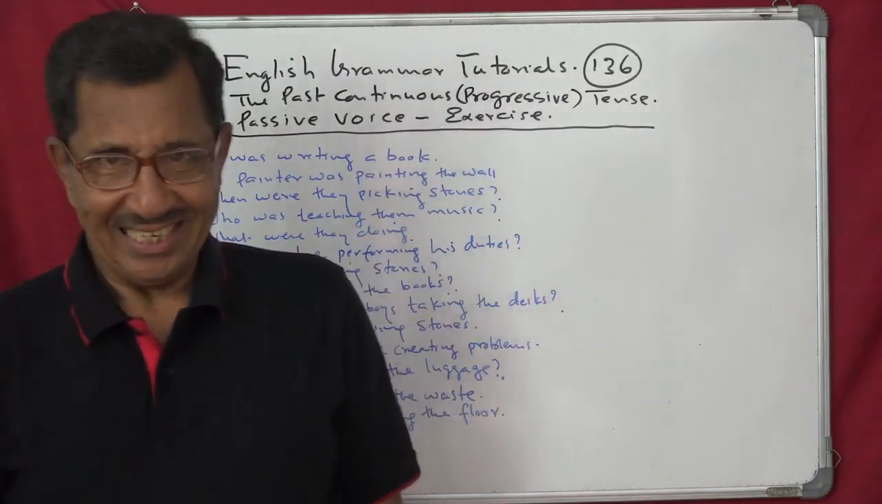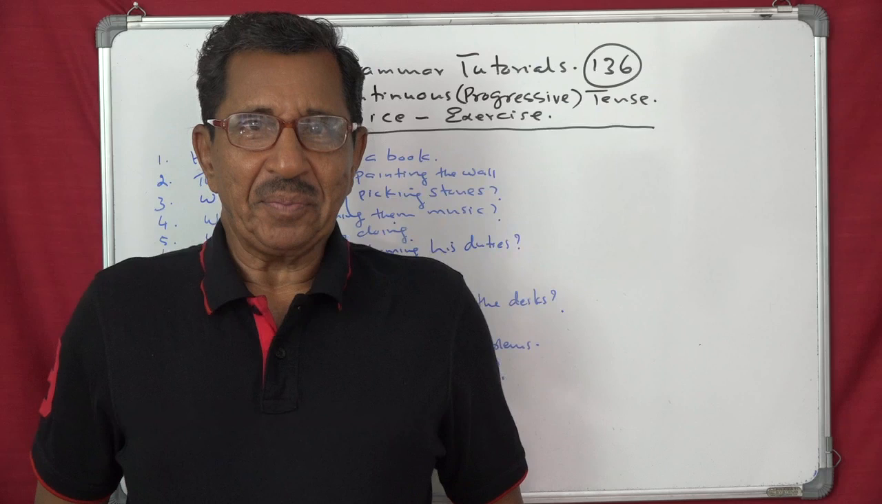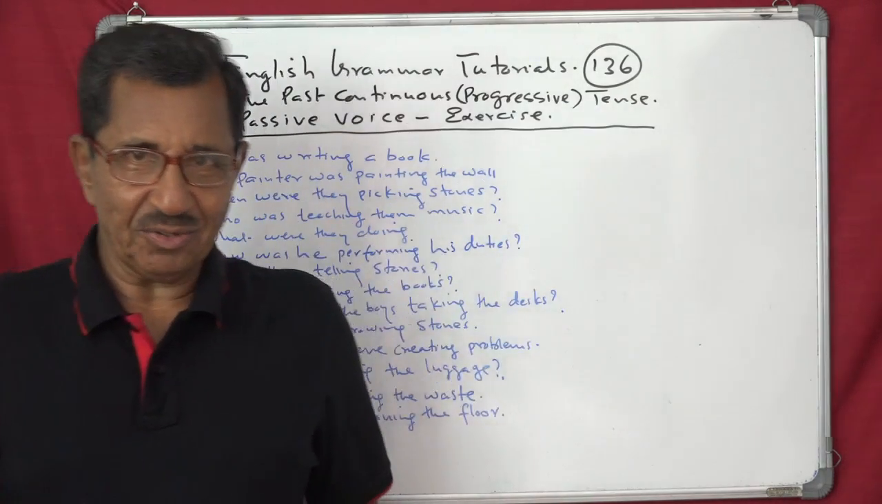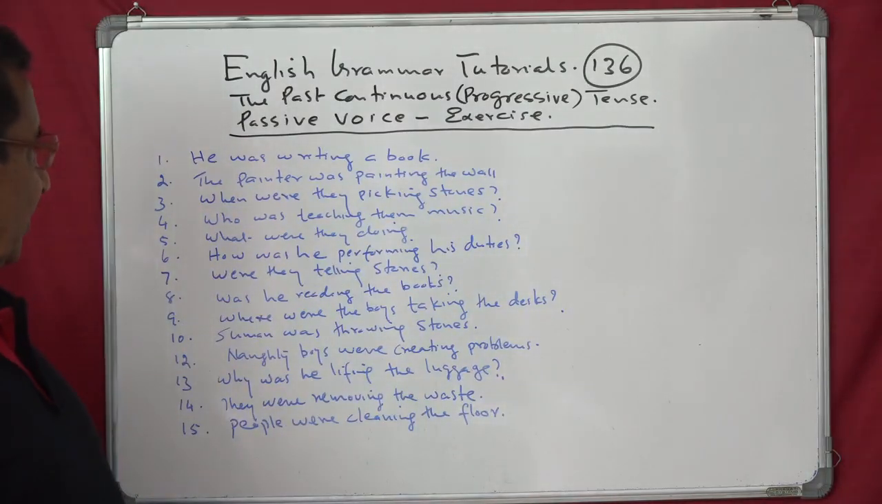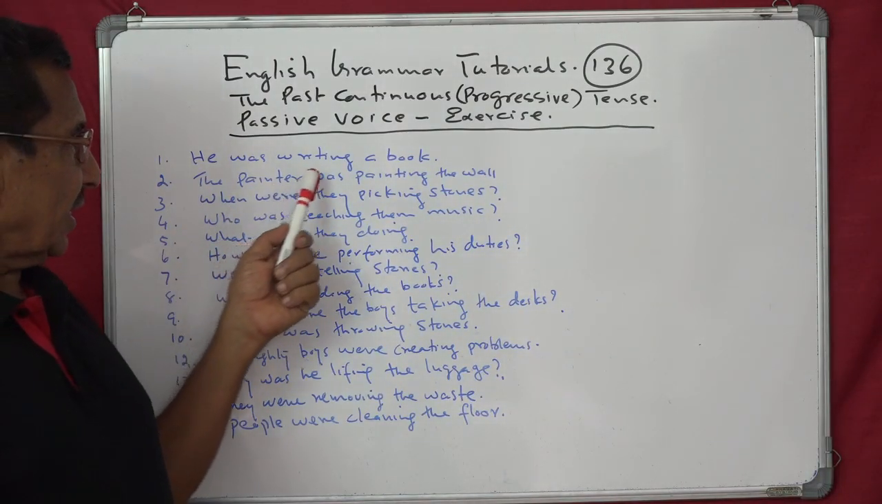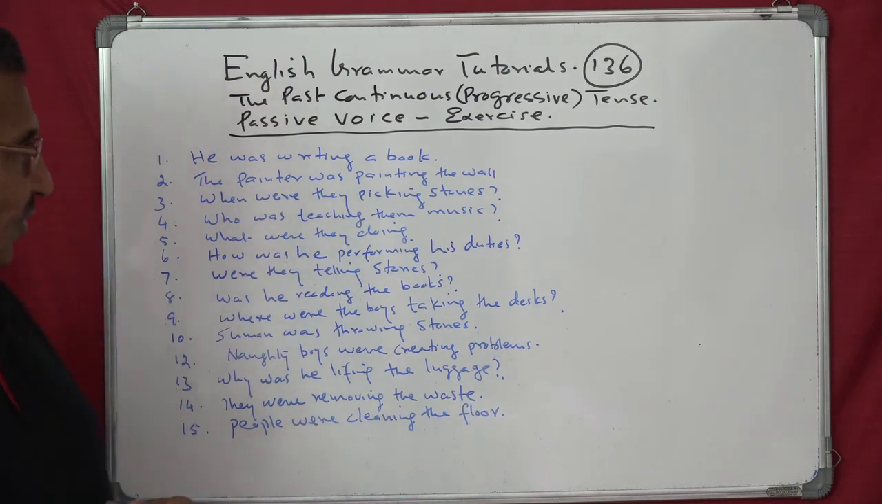Hello friends. So today we will do an exercise on passive, the past continuous tense or progressive tense. Let's begin. So the first one is a statement, he was writing a book. Very simple. So we will do a book.